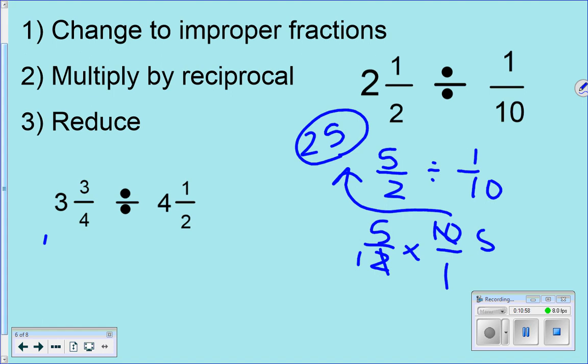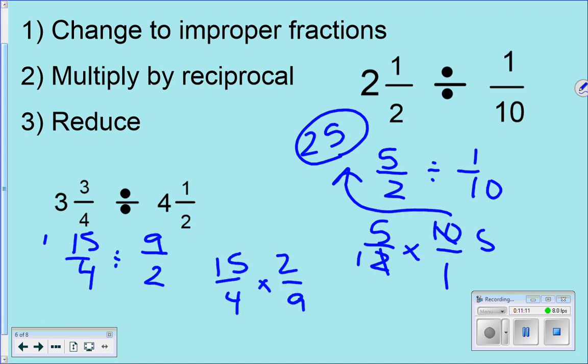So 15/4 divided by 9/2. 15 over 4 times 2 over 9. Is that right? Then you can do a lot of reducing here. You can reduce both ways. You can reduce by 2 this way. You can reduce by 3 that way. Get that 3. I bet some of you didn't see that one.